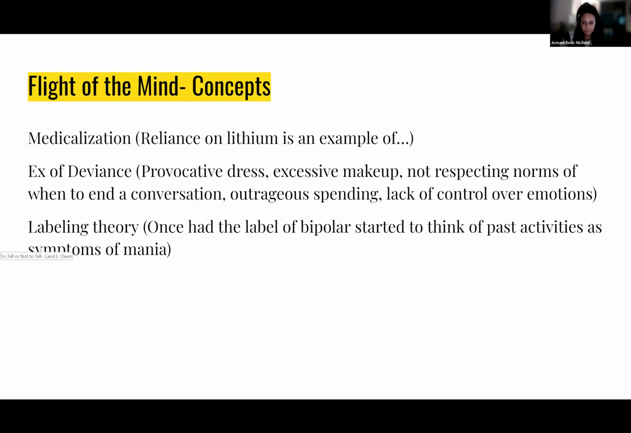Okay, right. So the reliance on lithium is an example of medicalization. Some examples of deviance are her provocative dress, the excessive makeup she was wearing, not respecting norms of when to end a conversation, outrageous spending, lack of control over her condition. Those are all some examples. And of course, there were more than that. And then the other answer, so once there's the label of bipolar, she started interpreting all of her symptoms in that way, and that's labeling theory.